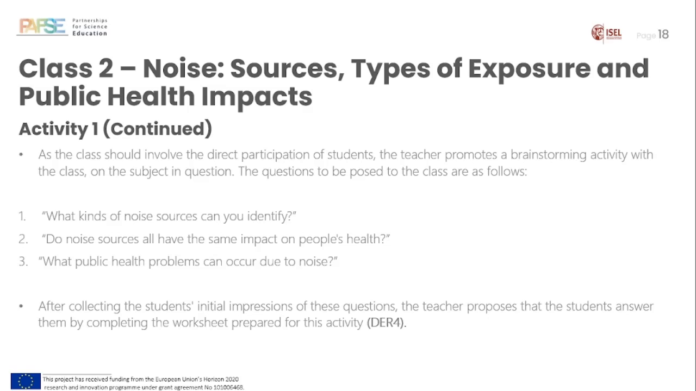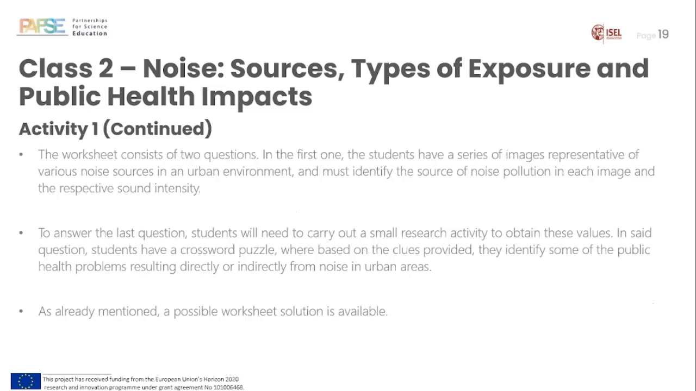And after collecting the students' initial impressions of these questions, the teacher proposes that the students answer them by completing the worksheet for this activity. So they will also have to be divided into groups. The worksheet should be distributed to the students, and basically, this worksheet consists of two questions, where in the first one the students have a series of images representative of various noise sources in an urban environment and must identify the source of noise pollution in each image, and the respective sound intensity.